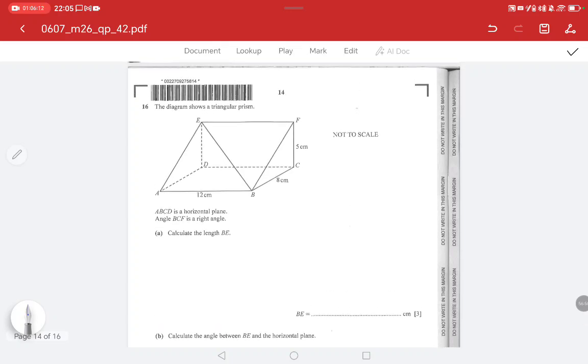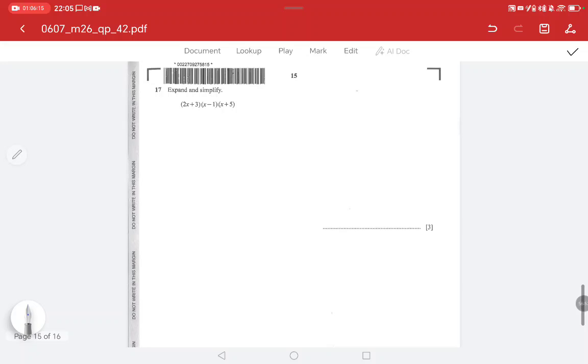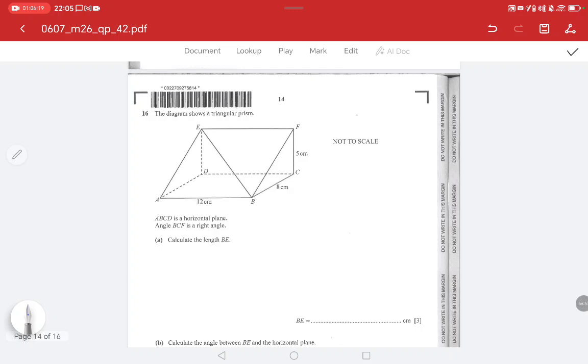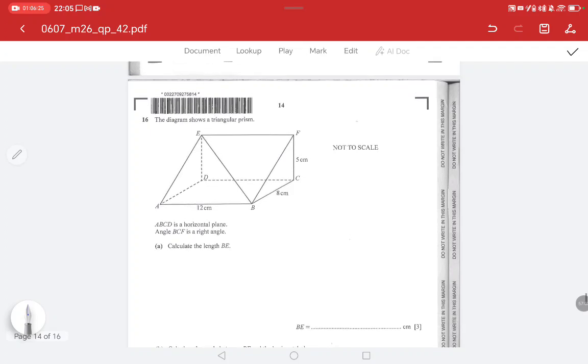Okay, we have this question and one more question, so we have 2 questions remaining. We are about to finish. I'm trying as fast as possible to finish.